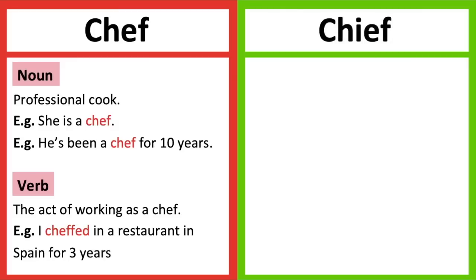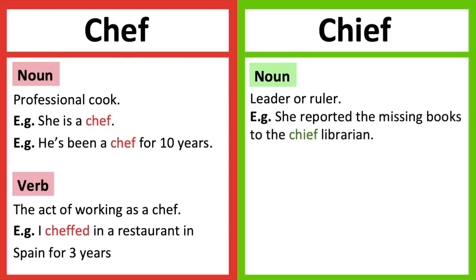Chief. Chief can be used as a noun or an adjective. As a noun, it refers to a leader or ruler. So this is just someone who leads other people or is in charge of a group of other people. For example, she reported the missing books to the chief librarian.